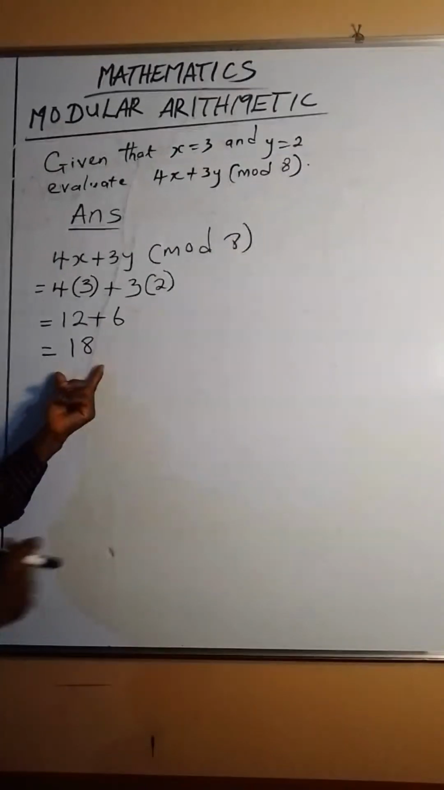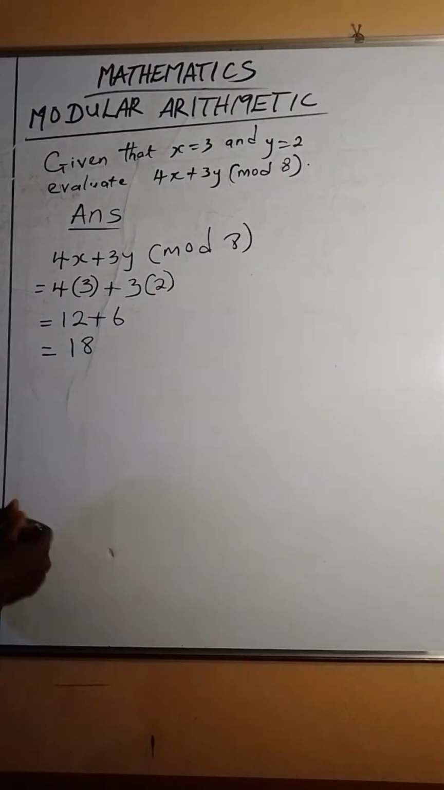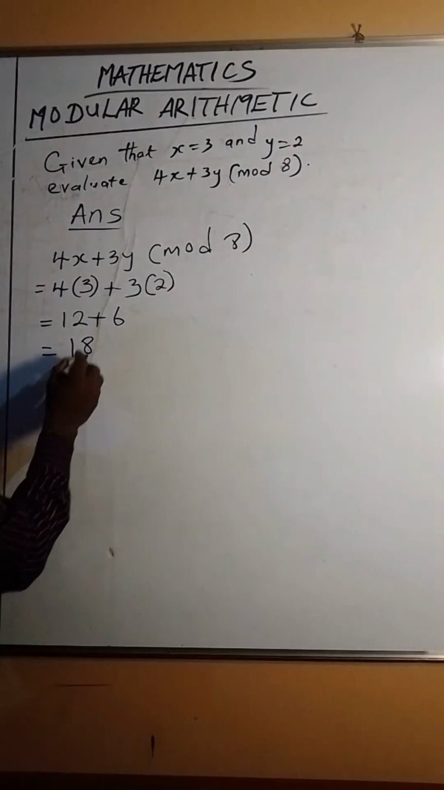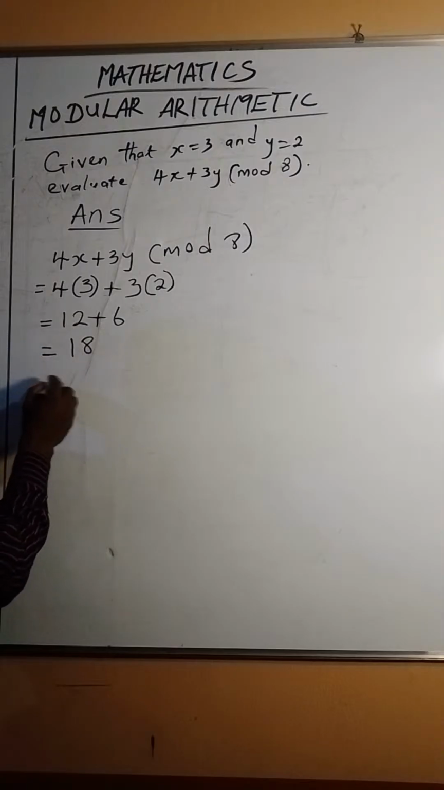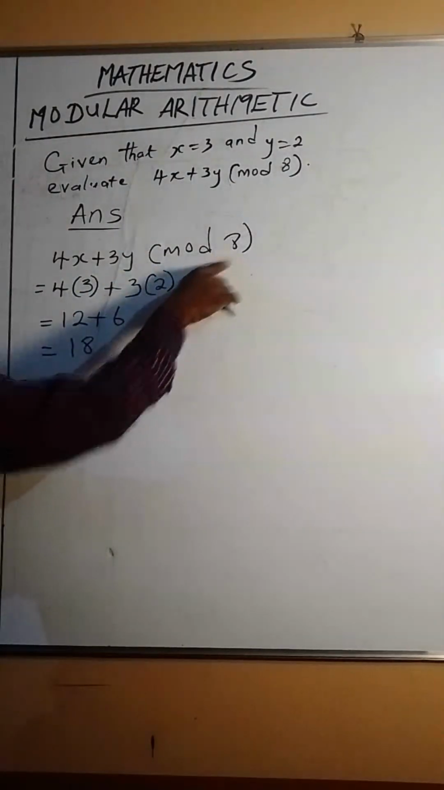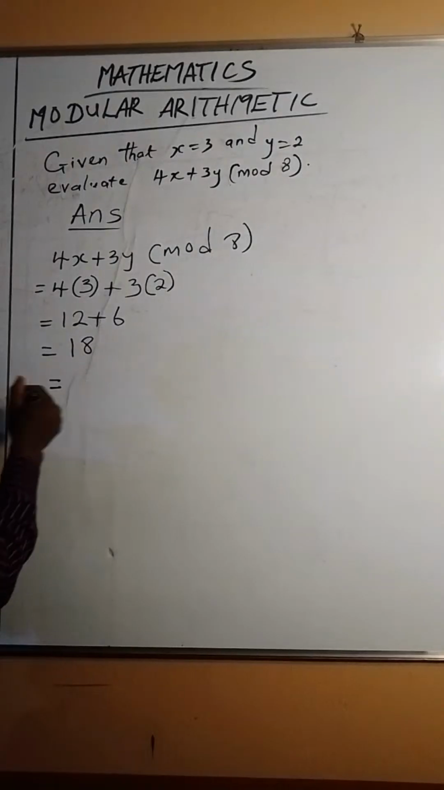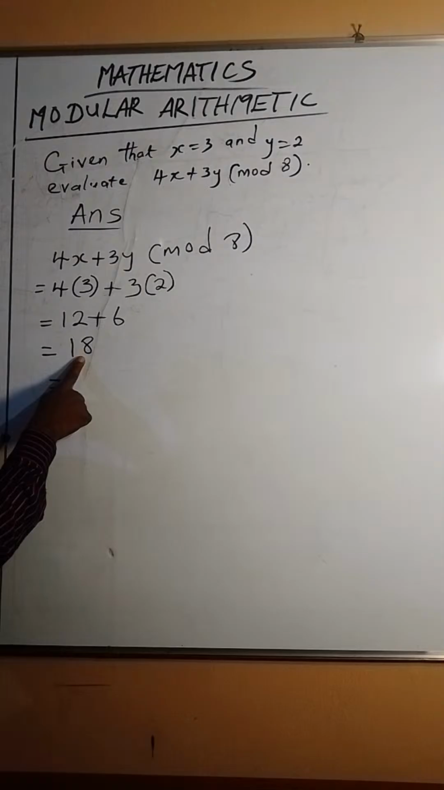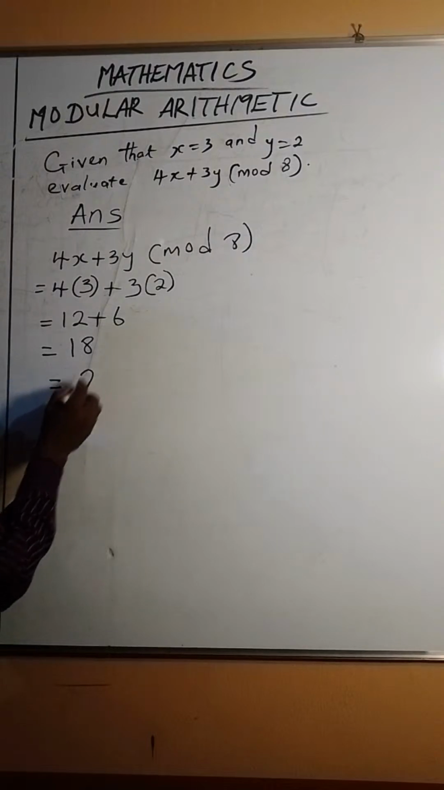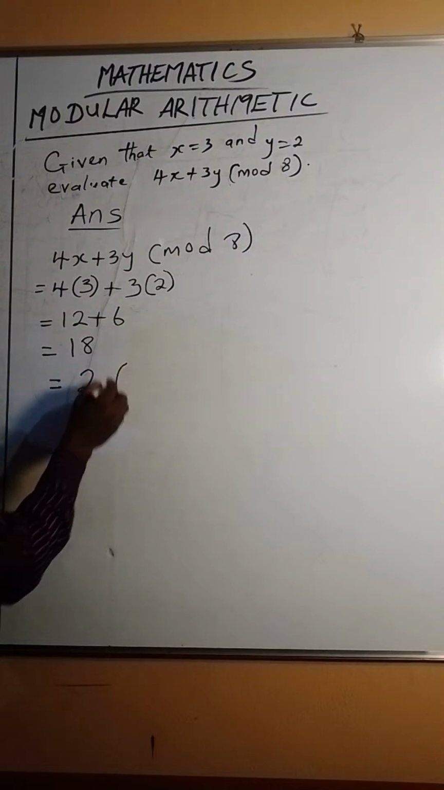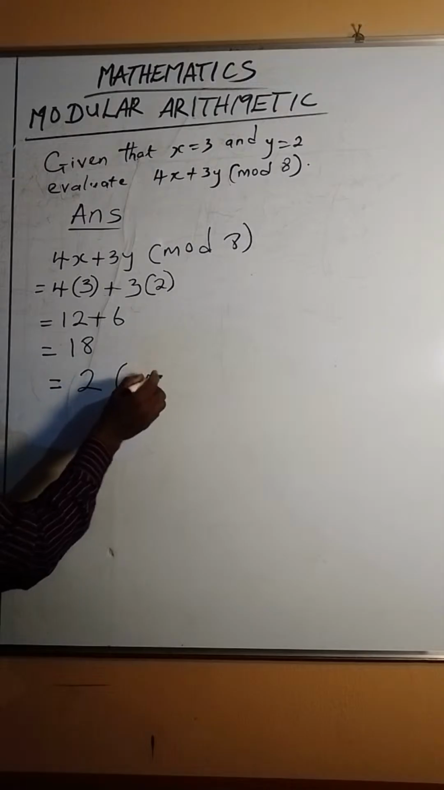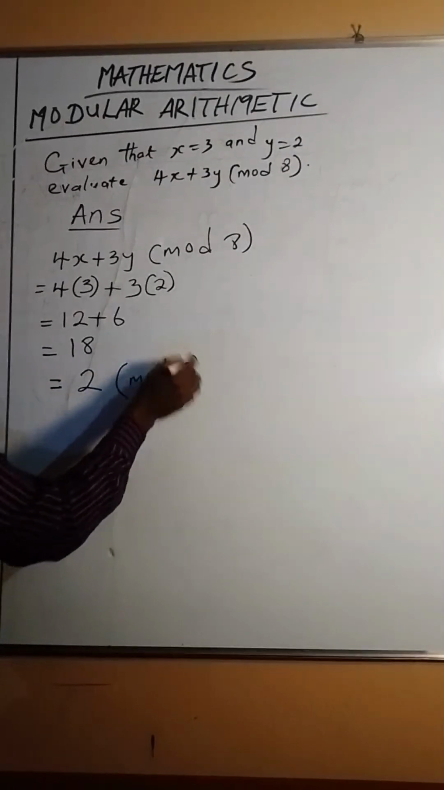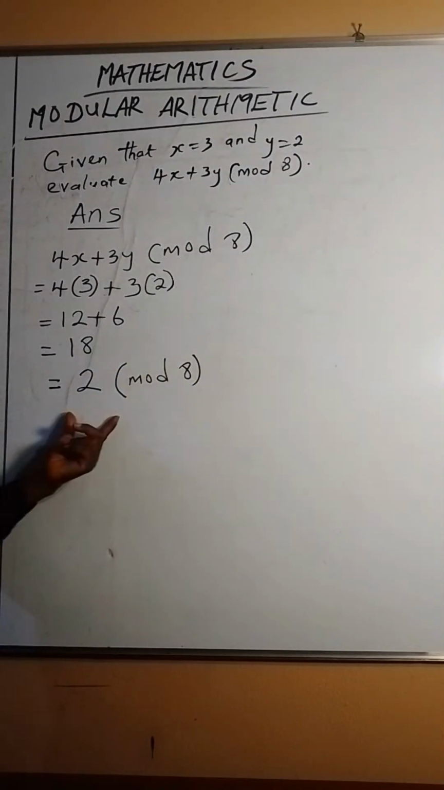This is the answer in normal mode, but in mode 8, we are going to divide by 8, and whatever is left behind is the answer. So when we divide by 8, 8 will go into 18 two times, and that will give us 16. Then we'll be left with 16, 17, 18. We'll be left with 2. So the answer is 2, mode 8. So this is the remainder.